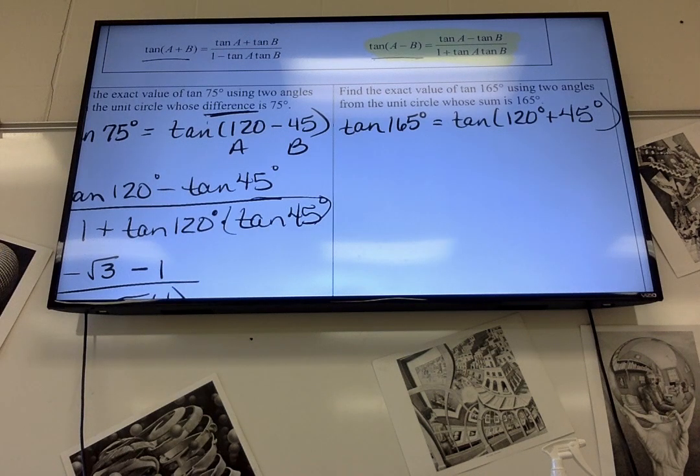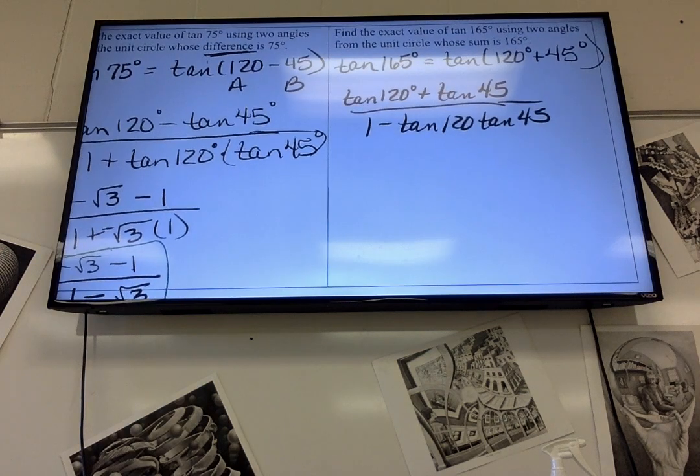So, let's see, back up. Is the tangent of what? 120 plus tangent of 45 over 1 minus tangent of 120 times tangent of 45. All right, good.